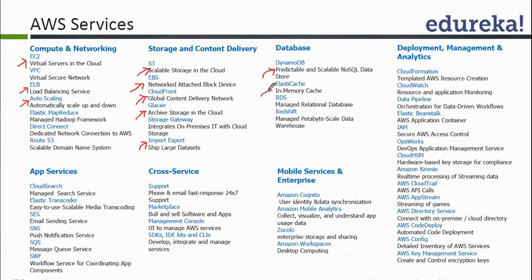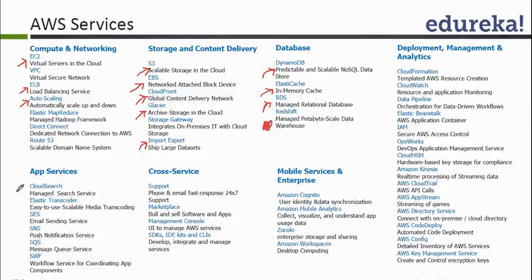ElastiCache is in-memory caching. It's a Memcached and Redis kind of offering. RDS is Amazon's own relational database offering. It's a managed database from Amazon which supports popular databases like MySQL, Oracle, MS SQL, PostgreSQL, and now Aurora. Aurora is a database five times faster than MySQL, created by Amazon, which is just in preview mode because they launched it a month back. Redshift is a managed petabyte data warehousing service. So when you want to do petabyte scaling, that's data warehousing, you can use Redshift.